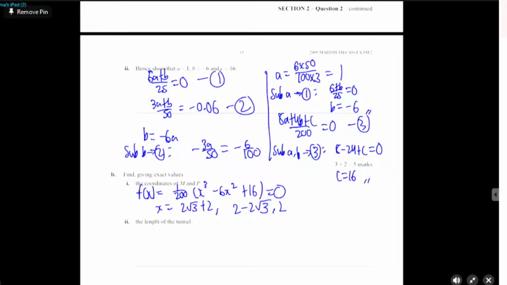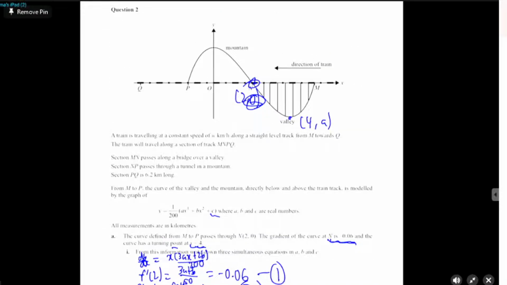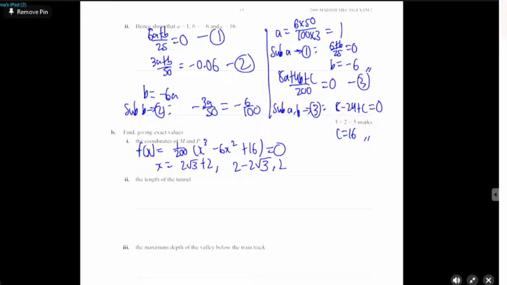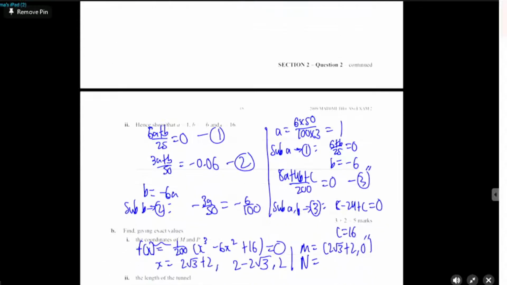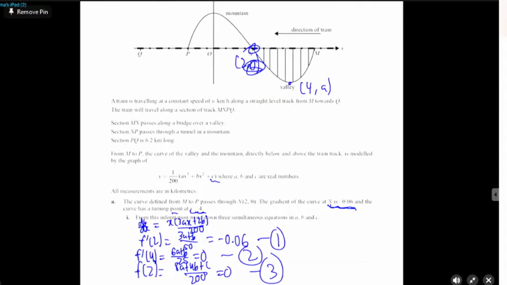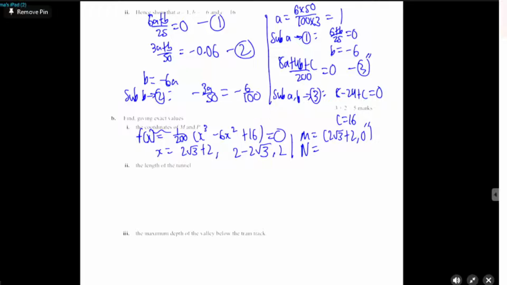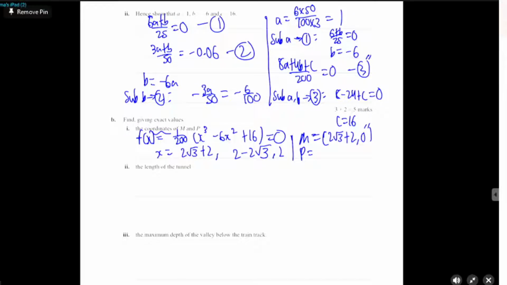Then, just from looking at it, you know that m has to be the highest value, so m has to equal (2 plus 2 root 3, 0), because this says coordinate form. And then p has to equal the lowest value. Alright, you're looking for p, so p is the lowest value, so p is (2 minus 2 root 3, 0).